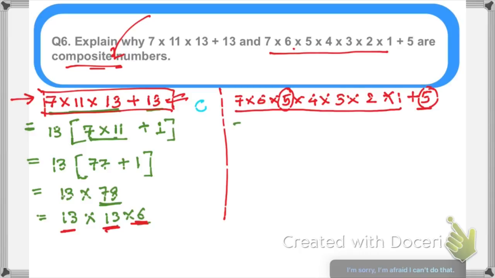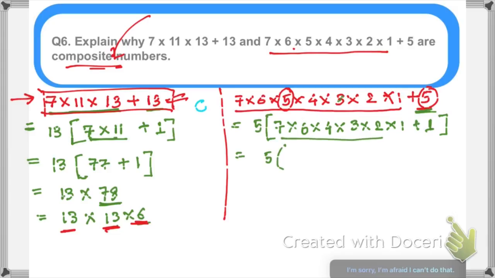So taking out 5 as common, you'll get inside 7 into 6 into 4 into 3 into 2 into 1, and as 5 is taken common, this one will remain as 1. So this will give you 5 into, if you multiply all these, you will get 1008 plus 1.